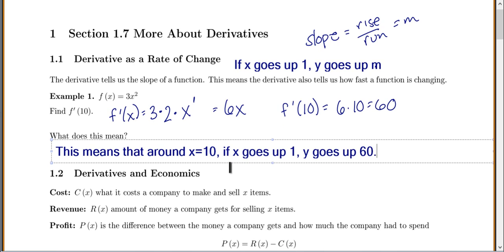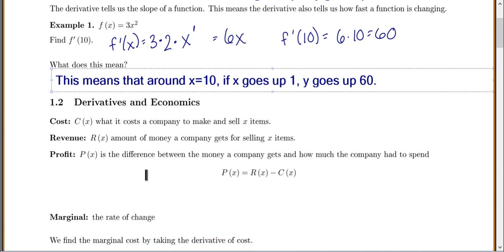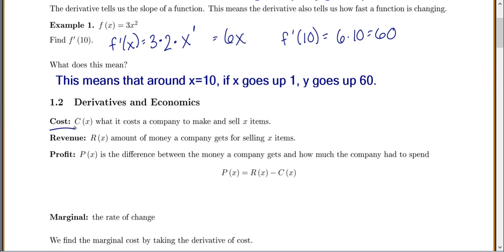Now we'll apply this again in our next example, but our next example brings in some economics terms. First we learn about cost. Cost is what it costs the company to make and sell x items. We label that C of x, so you can remember it as cost. Revenue is the amount of money the company actually gets for selling x items, so that's the money coming in. You can think about it, if you prefer, as money out for cost, money in for revenue.